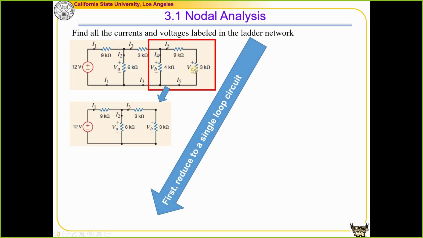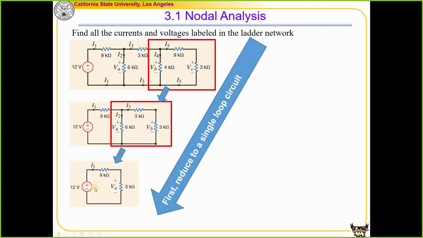By doing this, we lost track of VC. So in this new circuit diagram, there's no longer VC. But VB is the same VB as in the previous network, and VA, I1, I3 are all the same as in the original network. The next step, we further simplified it until we have a very simplified network that allows us to calculate the current and the voltage pretty straightforwardly. We can find VA by using the voltage division result, and we can find I1 by using Ohm's law. Going through the simplification allows us to solve some of the unknowns in the problem.